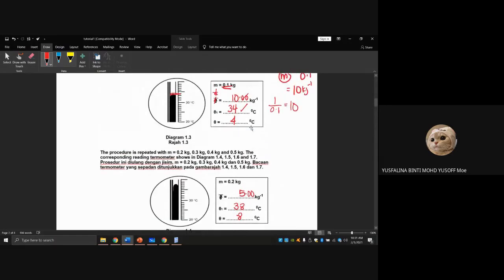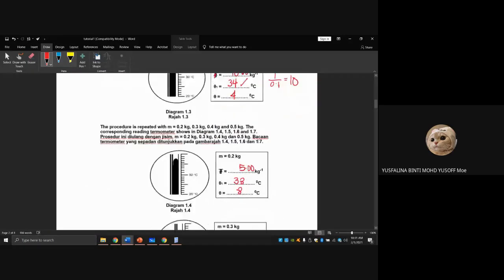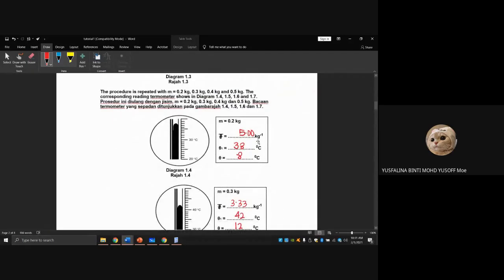This one is very important. The decimal points must be the same. So you start from 2 decimal points, so all of this you must put 2 decimal points, even if there's no value for it.